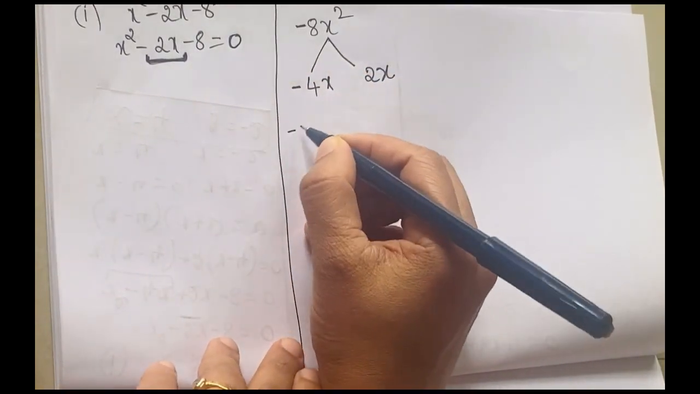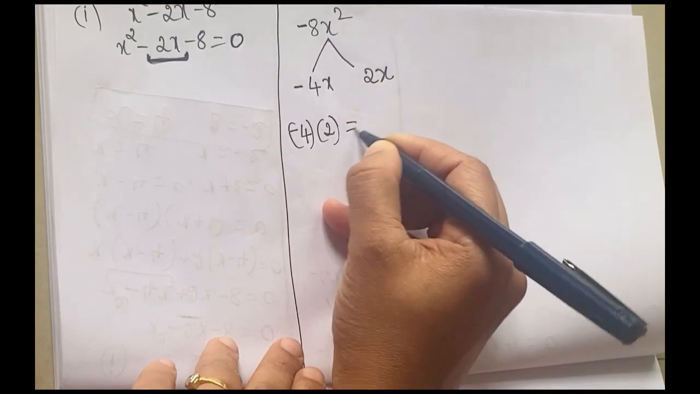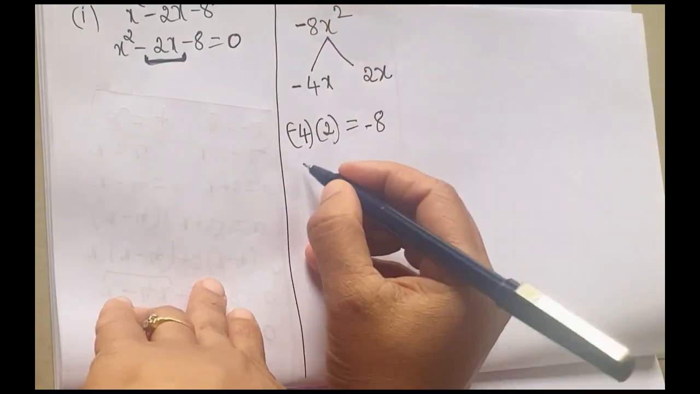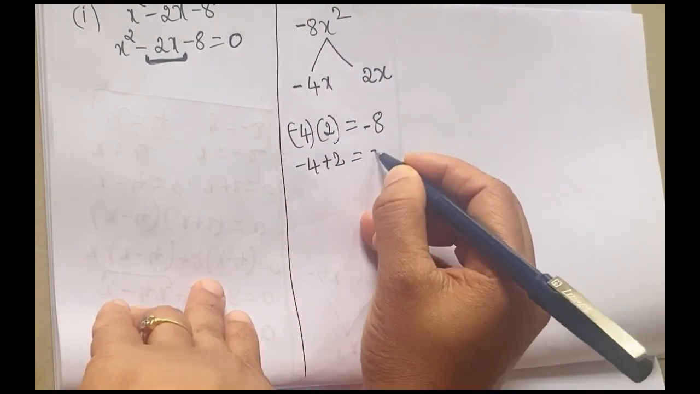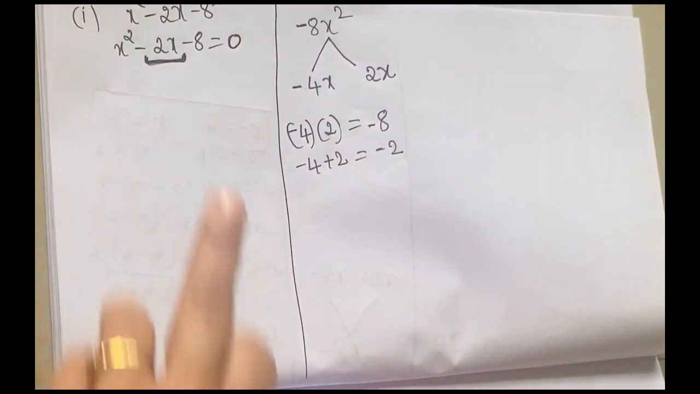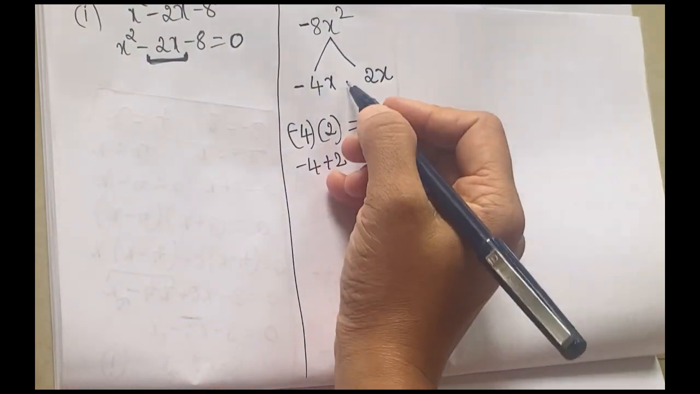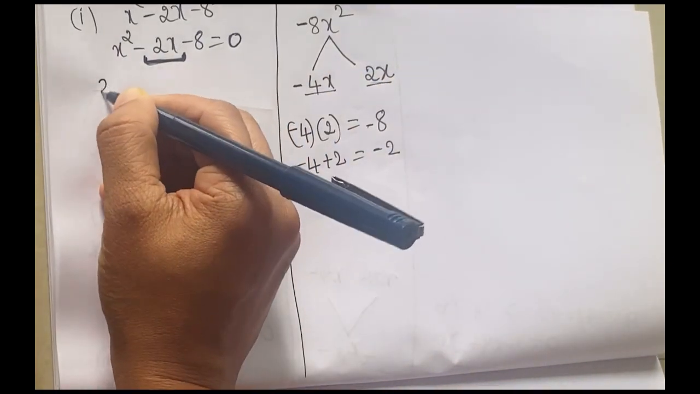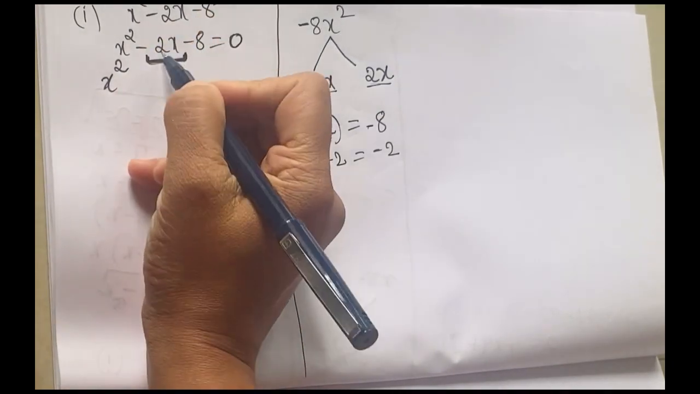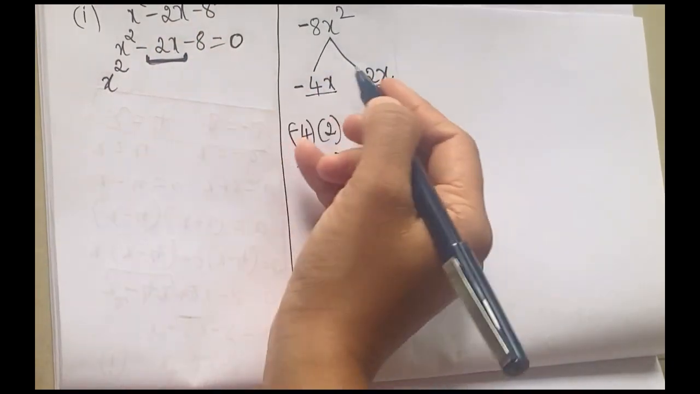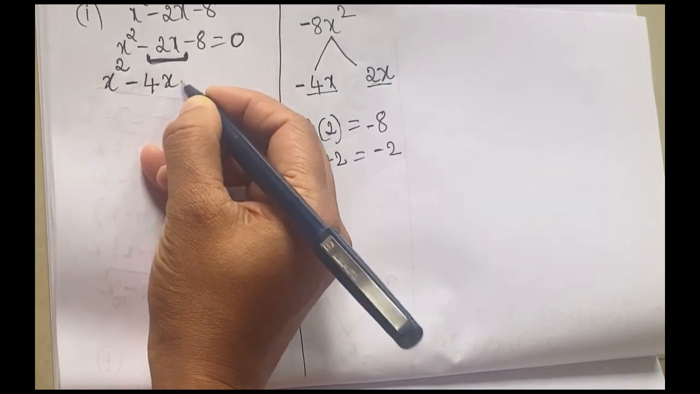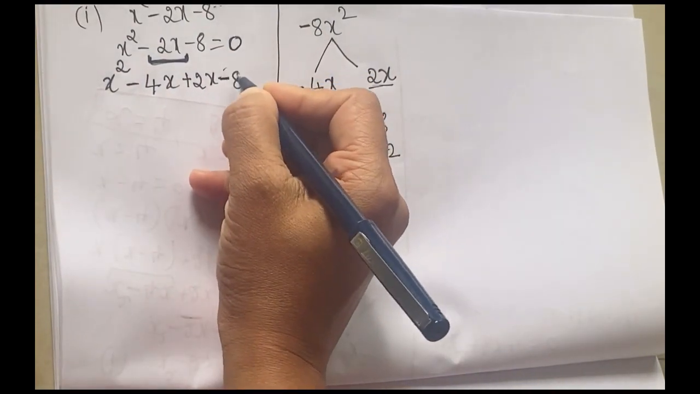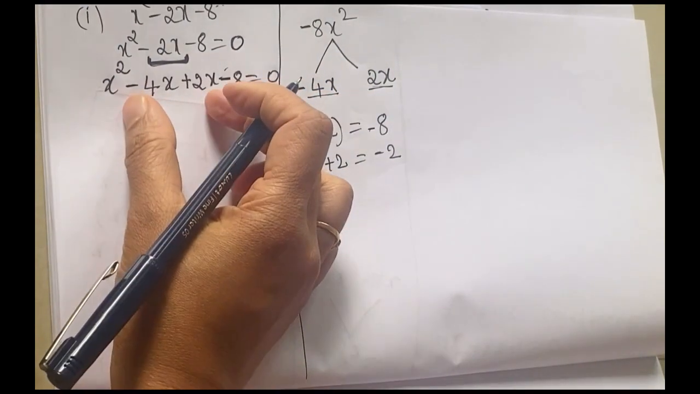If I add minus 4x and plus 2x, I will get minus 2x. If I multiply these two, minus 4 into 2, that is minus 8. Product should be minus 8, and when you add those two, you need to get minus 2. You need to be very careful while choosing these two terms, minus 4x and plus 2x. Now write minus 2x as the middle term, splitting this one into minus 4x and plus 2x, minus 8 is equal to 0. This step is very, very important.